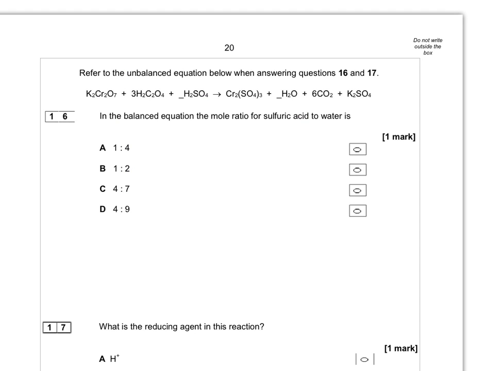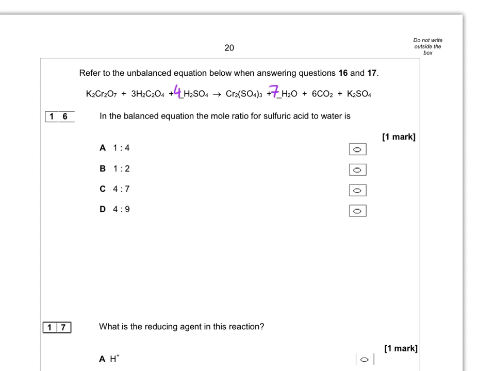Refer to the unbalanced equation below when answering questions 16 and 17. In the balanced equation, the mole ratio for sulfuric acid to water is... So the first thing we've got to do is balance this equation. Okay, so we've got 2 chromiums, 2 chromiums. We've got 3 of those, so we're going to need 3 of those. So we're going to need to have 4 of those and 7 of those.